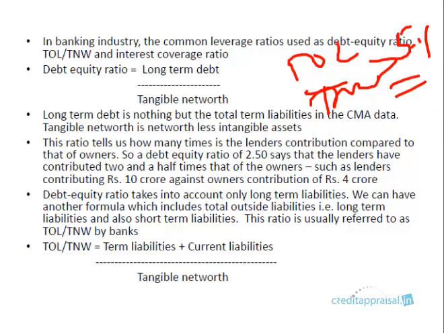Sometimes banks also consider unsecured loans to be a part of net worth. So either your unsecured loans or your capital you bring in, so that your TOL by TNW will improve and come down to the bank's norm of 5:1 or 4:1.